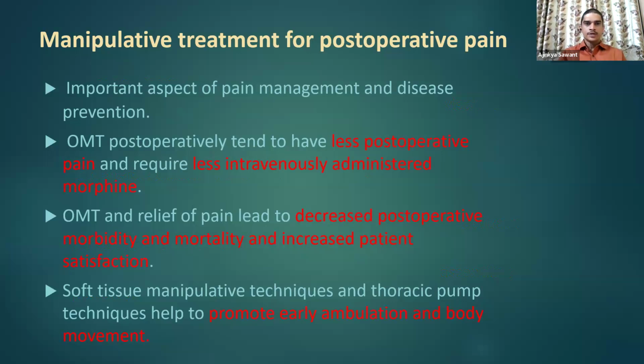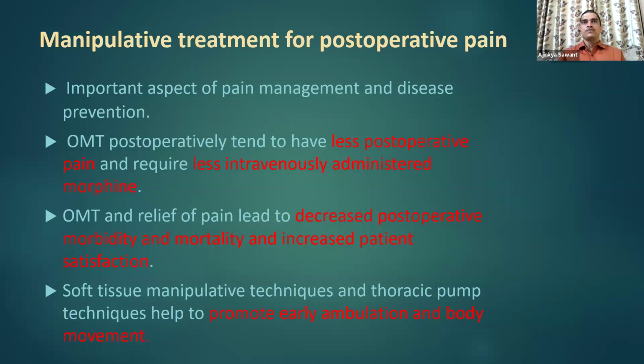Patients who receive orthopedic manual therapy post-operatively tend to have less post-operative pain and require less intravenous administration of morphine. Morphine is used as a pain relieving medicine. If we do orthopedic manual therapy post-operatively, the use of morphine, which is harmful for the body, can be administered in lesser quantities. OMT and relief of the pain lead to decreased post-operative morbidity and mortality and increased patient satisfaction.